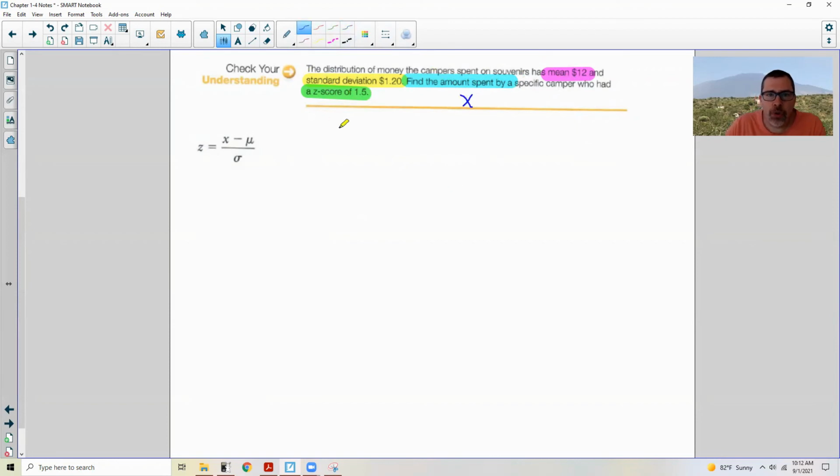Then I make a list of what we were given. Mu equals 12. Sigma equals $1.20. And Z equals 1.5. Those are our three givens. All you have to do is substitute it into this equation: Z equals raw score minus average over standard deviation. So when I do that, here's what I get. Z, 1.5, equals, we're trying to find X, minus our average, which is 12, divided by standard deviation of 1.2.